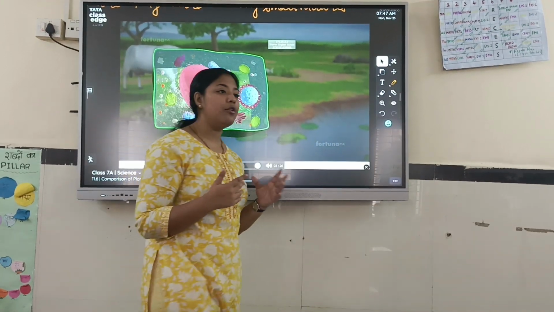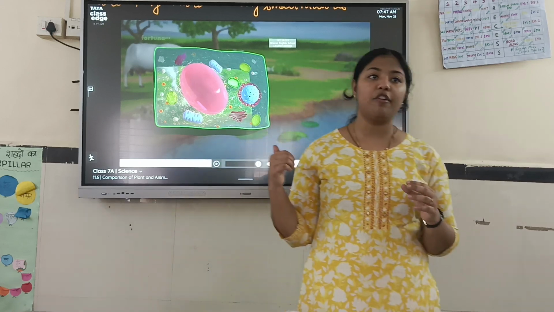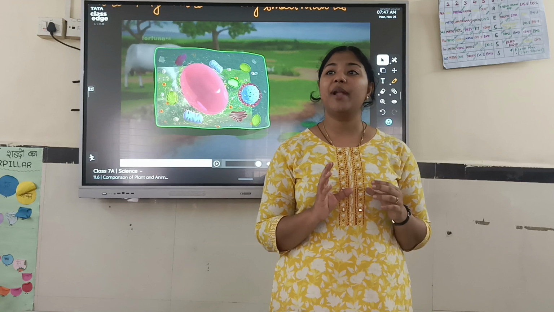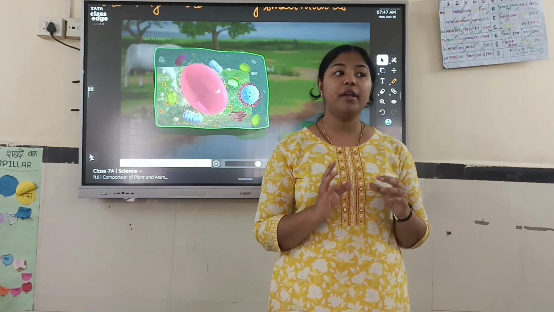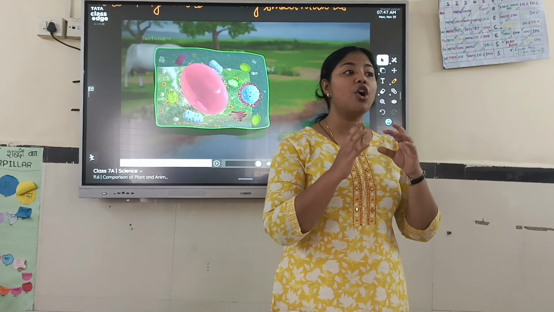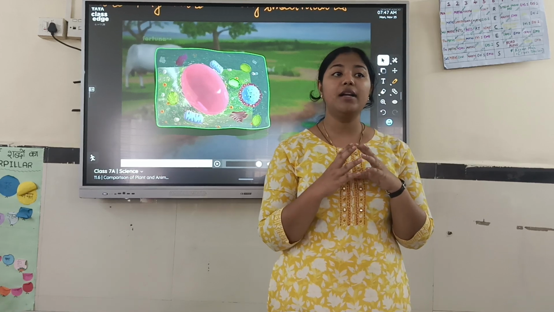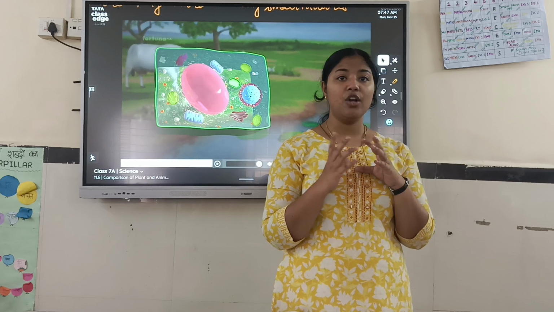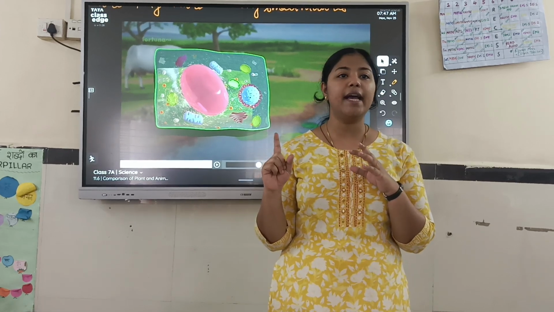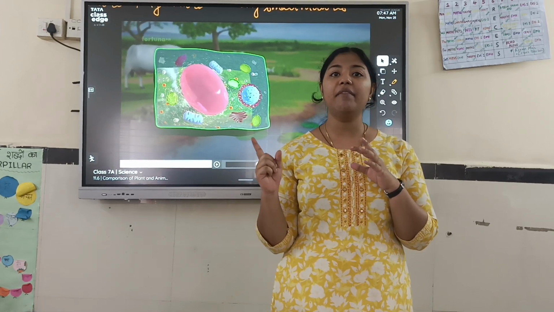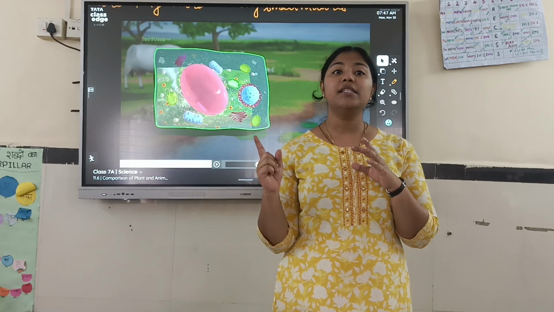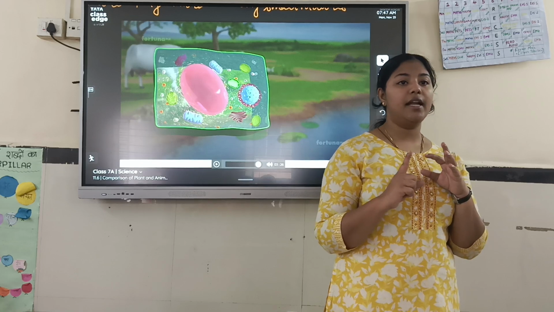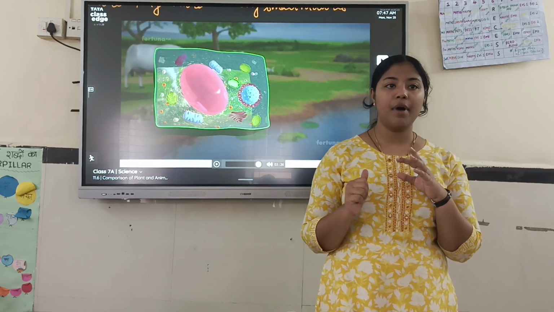Now we have centrioles in the animal cell, whereas we have plastids in the plant cell. Again, just like chloroplast, if you observe the structure of plastids, they are green in color. What is the function of plastids? They help in the production and storage of food in the plant cell. Understood? Any doubts till here? Do we have plastids in the animal cell? No. What do we have in the animal cell then? Centrioles. Plastids are present in the plant cell. Is this part clear?